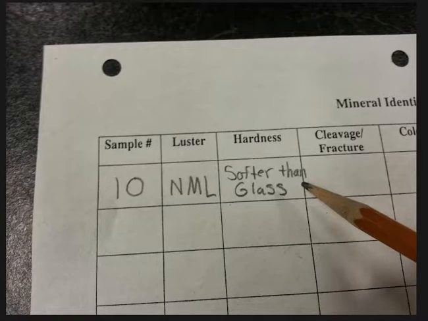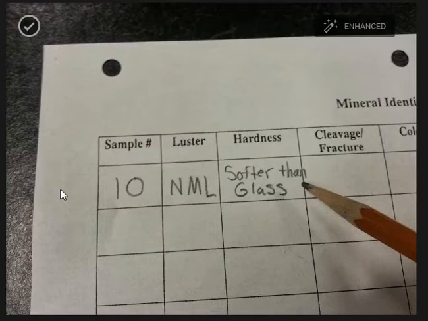Okay, so I run all the hardness tests with the glass and the nail and the penny, and it turns out that the mineral cannot scratch the glass, so we're going to go ahead and say that it's softer than glass. Remember that hardness, you're going to really get three different results. It'll either be harder than glass, softer than glass, or about the same as glass. In this case, the mineral sample was softer than glass.